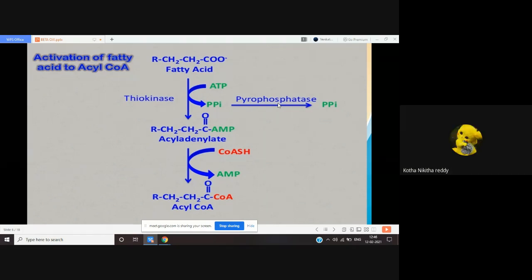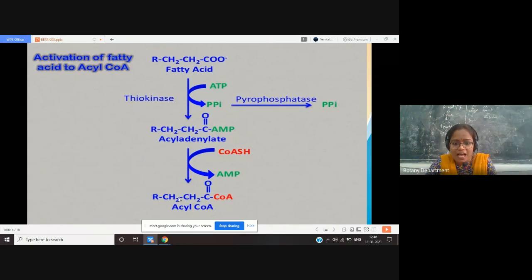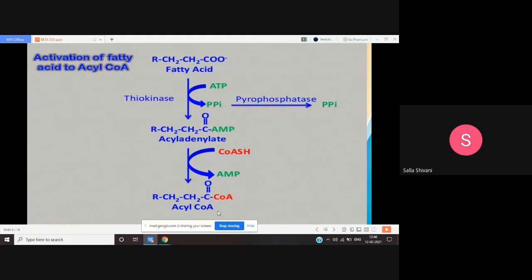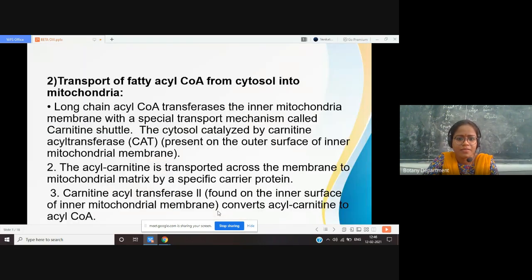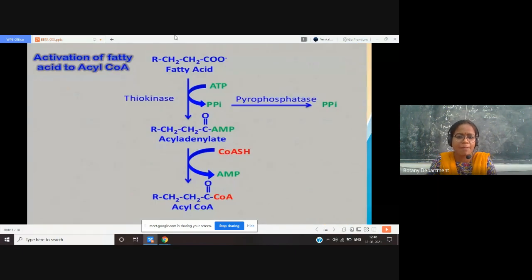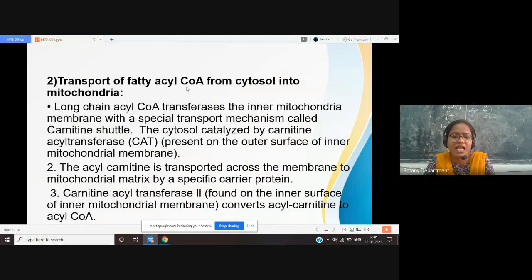Now, did you understand the first step of beta oxidation? Yes, ma'am. Now remember, girls, this acyl CoA, which is formed in the first step, enters into mitochondria. What is the shuttle I said? Carnitine. Yes, the carnitine shuttle. Transport of fatty acyl CoA from the cytosol. This reaction happened in the cytosol. The end product, acyl CoA, from the cytosol is slowly moving into mitochondria.